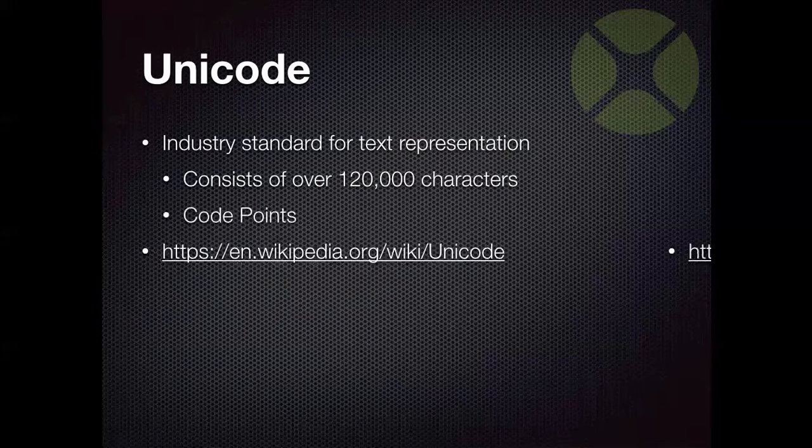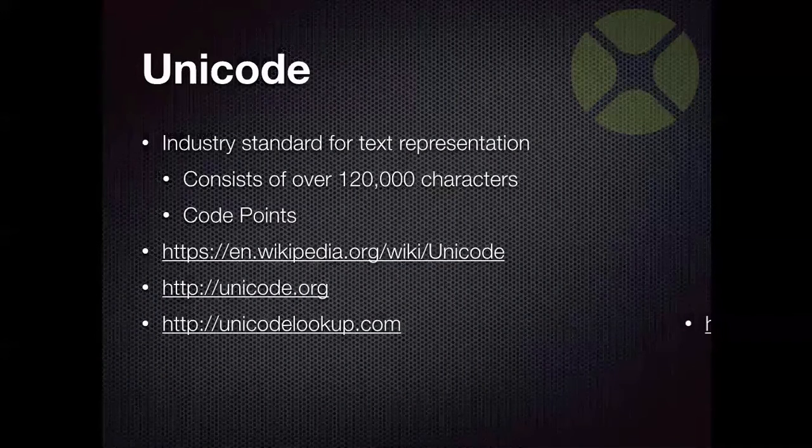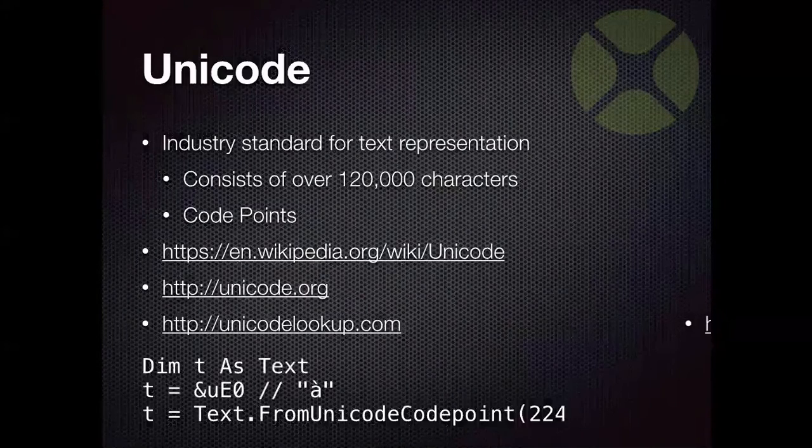Now, I'll have some links here for reference later when you grab the slides and want to click through things. Of course, Wikipedia has a big entry on Unicode, and Unicode.org has lots of information as well. UnicodeLookup.com is one of many sites that I found that allows you to look up code point values. So you can scan through Unicode, pick out a specific character that you're looking for or want to use, and get its code point, which allows you to use it in Xojo code.